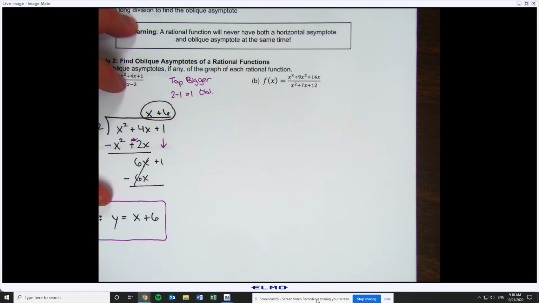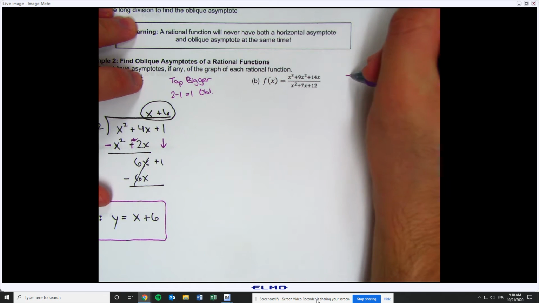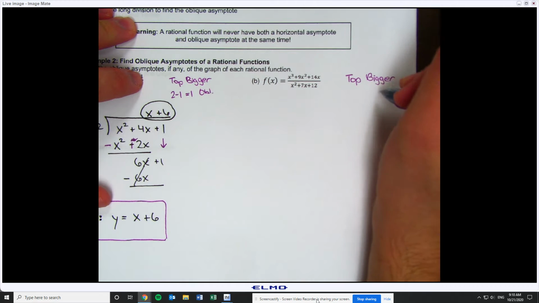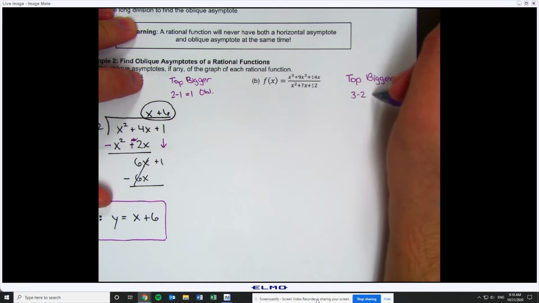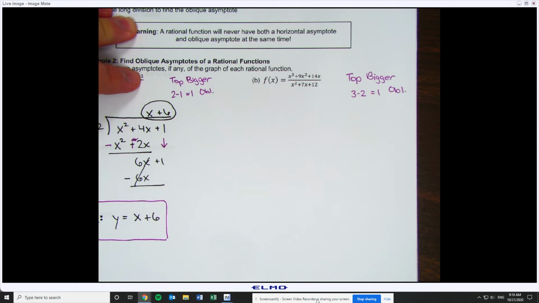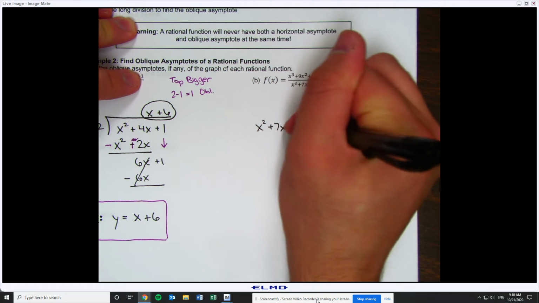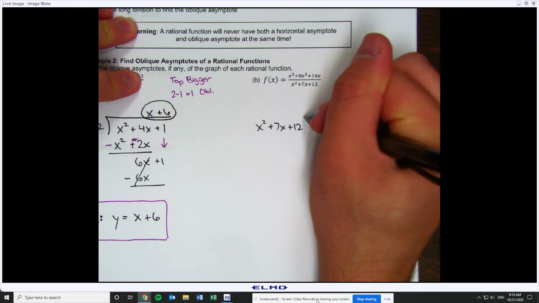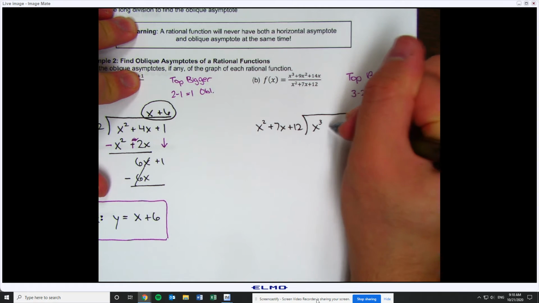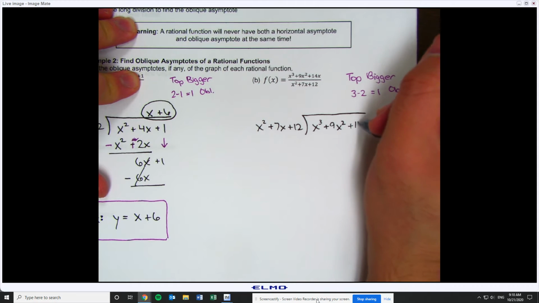All right, so looking at this, I see that my degree on top is bigger. So the top is bigger, and I have 3 minus 2, that equals 1. So that's going to be oblique. Okay, so I'm dividing by x squared plus 7x plus 12. And I'm dividing into x to the third plus x, or 9x squared plus 14x.